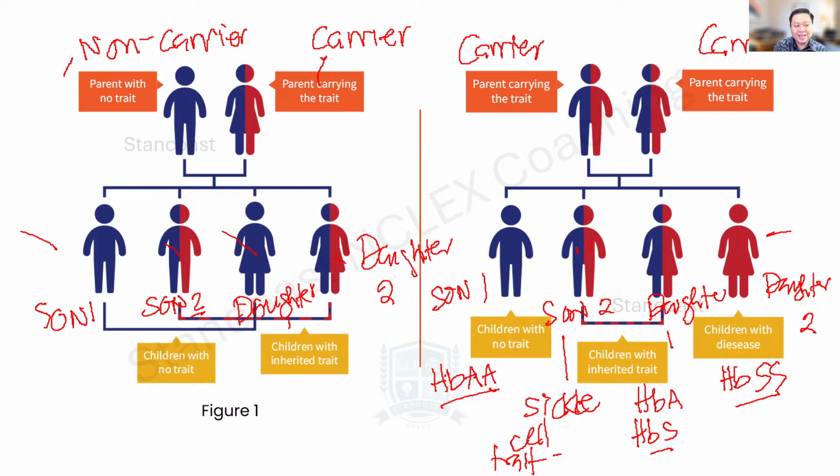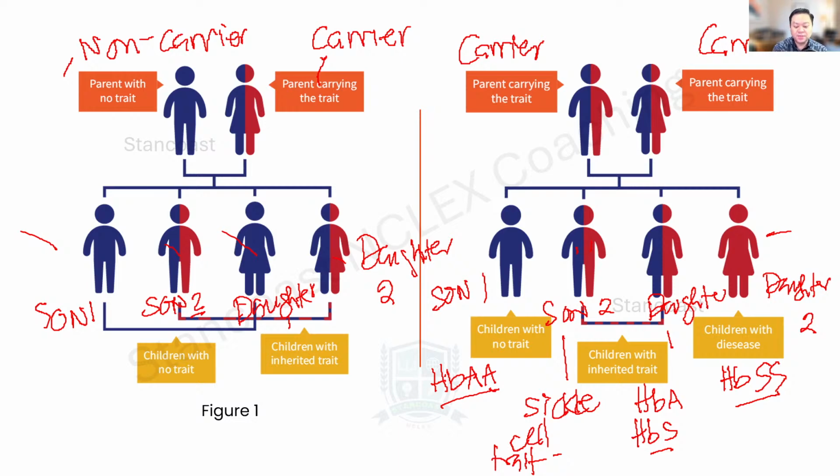However, if just one parent has the sickle cell trait while the other doesn't, then there's only about a 50-50 chance that the children will possibly get the trait, but none of them will ever manifest the disease.